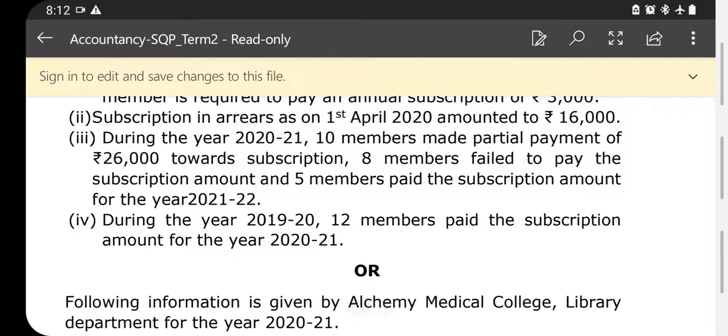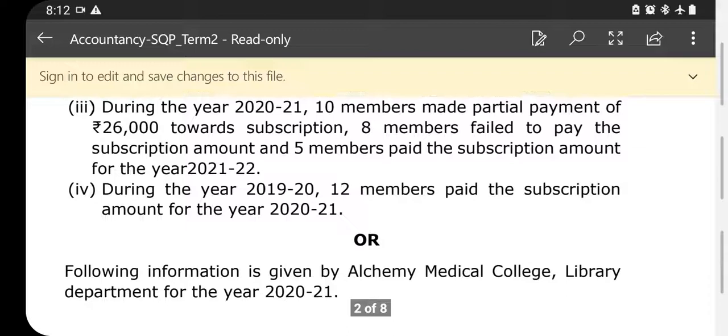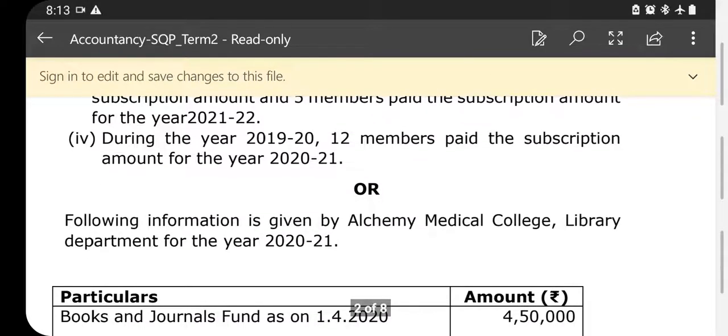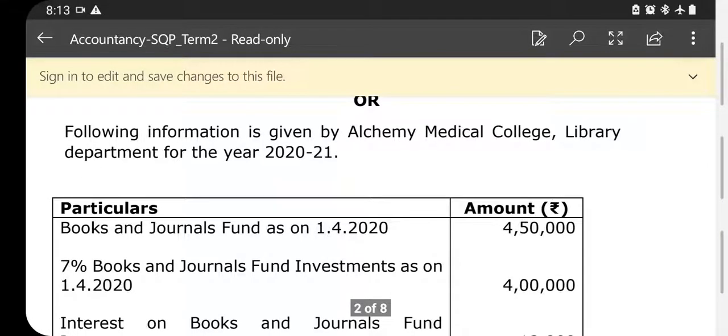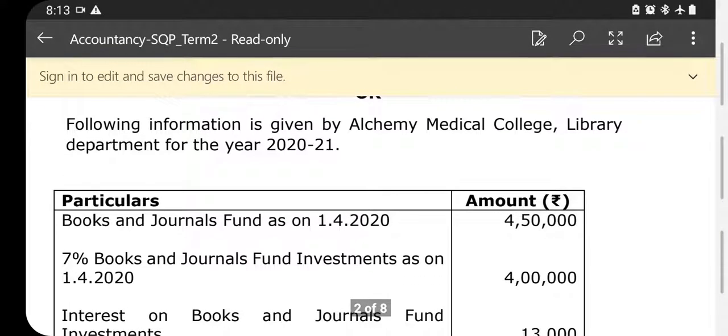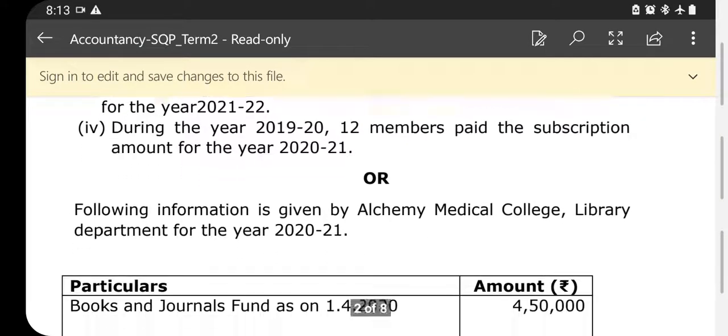Third point, during the year 2020-21, 10 members made partial payment of 26,000 towards subscription. 8 members failed to pay the subscription amount and 5 members paid the subscription amount for the year 2021-22. Fourth point, during the year 2019-20, 12 members paid the subscription amount for the year 2020-21. So this question is either or. Any question you can attempt. So the fourth one has an option, either or.